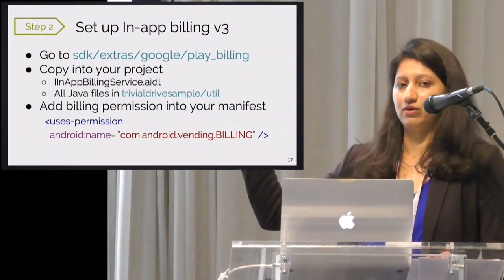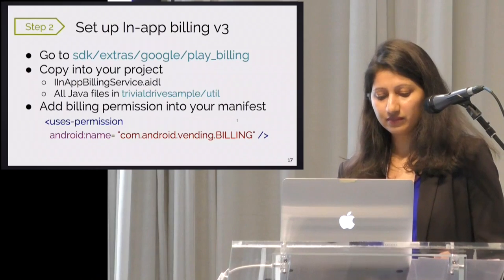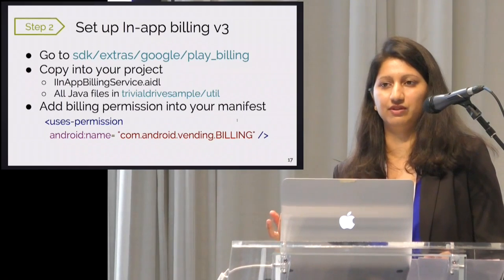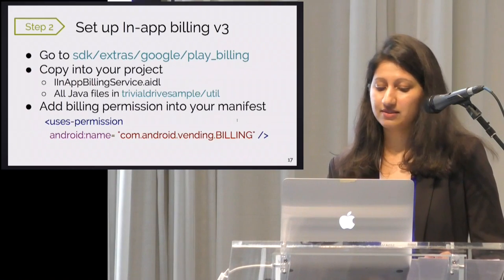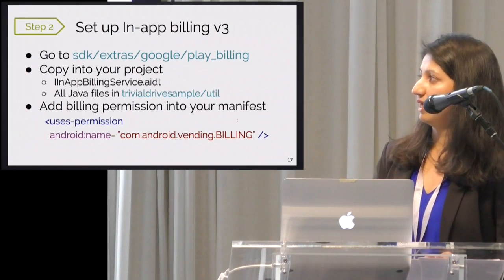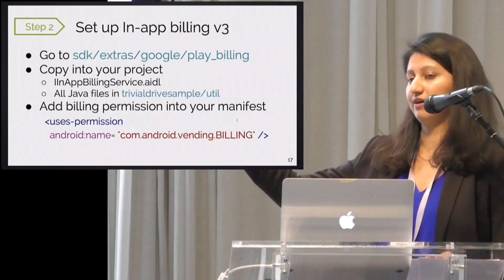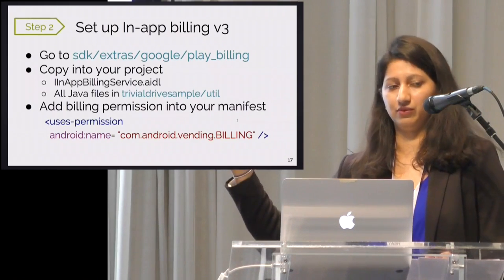So just copy all of the util files in there. You don't have a jar or a library for this. You just have plain old Java classes and the AIDL file. Next is adding a billing permission into your manifest. You have to make sure you have this, otherwise in-app billing is not going to work.